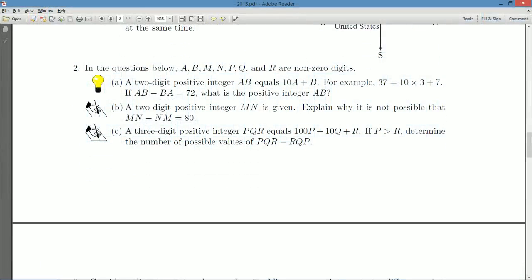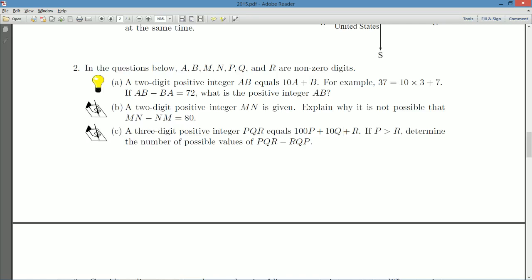A three-digit positive integer, PQR, equals 100p plus 10q plus r, so I'm going to guess we're going to have to substitute this in at some point. If p is greater than r, okay, that's new information. Before we had non-zero digits and we had an expansion, but now we have another condition, p greater than r. Determine the number of possible values of PQR minus RQP.